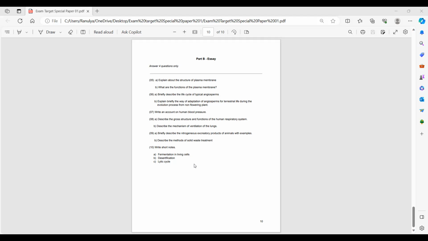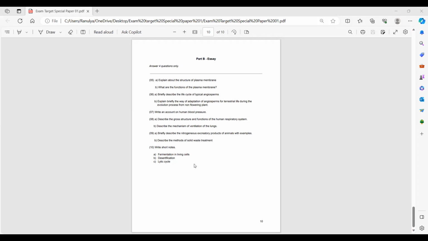Next point, during pollination, pollen grain reaches stigma. Next point, pollen grain germinates on stigma and produces male gametophyte. Next point, male gametophyte has 2 male gametes. Next point, pollen tube grows through style and reaches embryo sac in ovule. Next point, wall of pollen tube ruptures and releases male gametes into embryo sac.